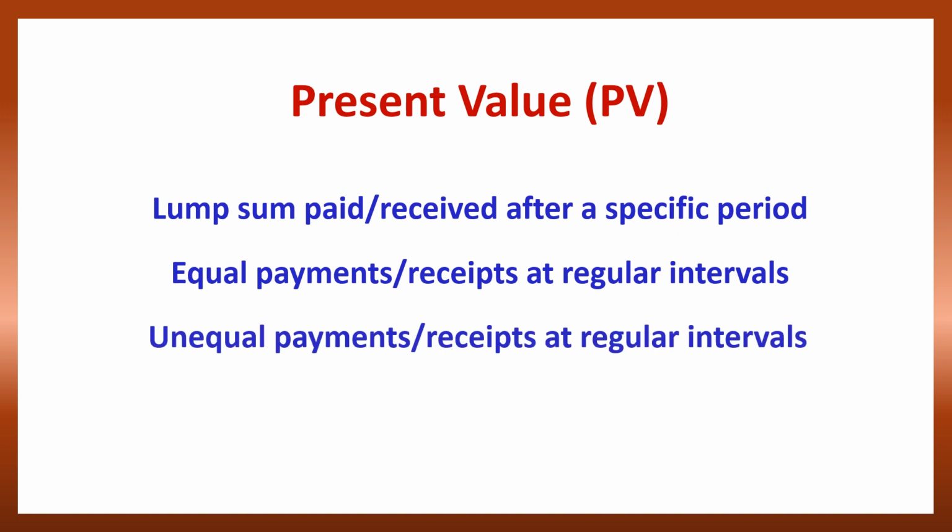That means, suppose the first year we are paying 1000, the second year we are paying 2000, the third year it may be 3000, like that. The payments are not equal as in the second case. Here the payments are unequal, but it is done at regular intervals. In these three cases, we can study how to find the present value. In this video, we are going to study the first case. In the case of a lump sum paid or received after a specific period, how to find the present value.